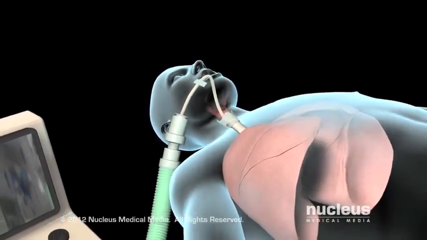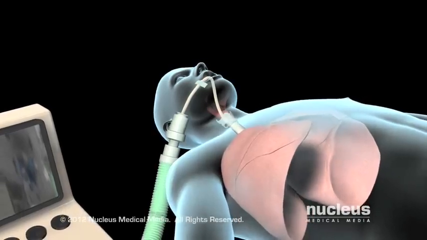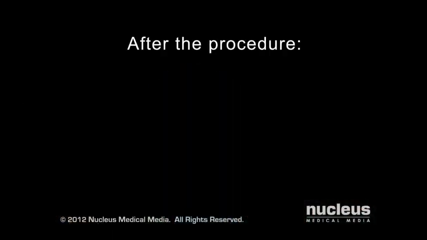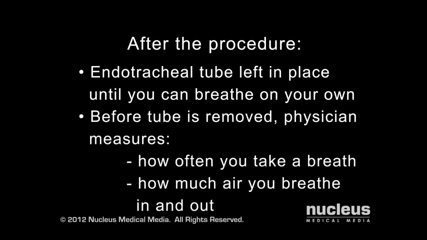Levels of oxygen and carbon dioxide will be closely monitored to confirm that the ventilator is working. Once your surgical procedure is complete, your doctor will not remove the endotracheal tube until you are able to safely breathe on your own. He or she will make this determination by measuring how often you take a breath and how much air you breathe in and out with each breath.